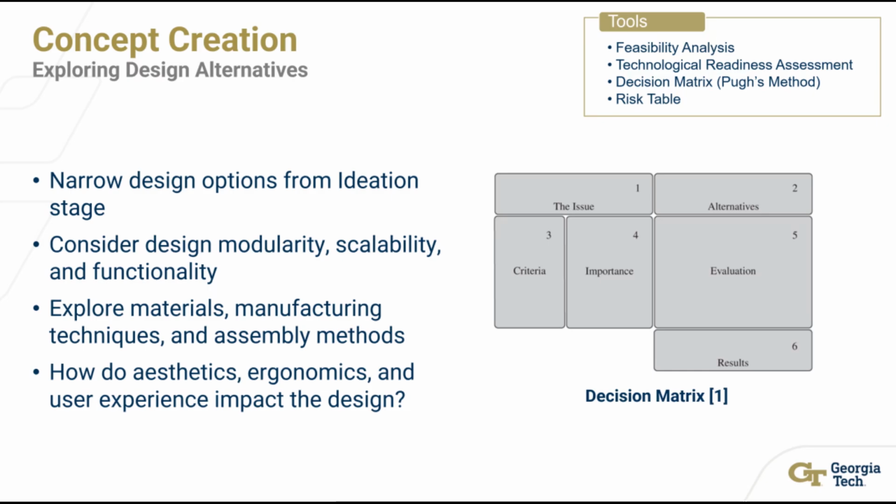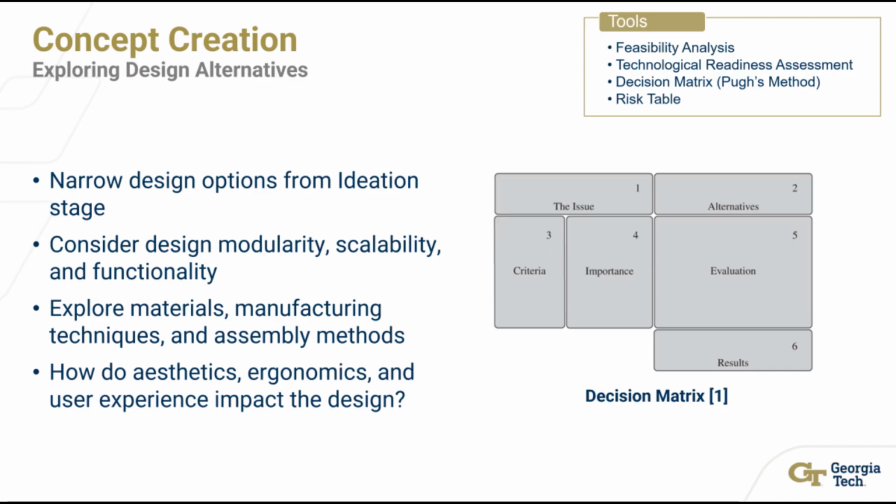Next, we want to explore the design alternatives. So here, it's important to narrow down options from the ideation stage discussed previously. We want to consider the design modularity, the scalability, its functionality, explore materials, manufacturing techniques, and assembly methods on a broad scale. Finally, you want to ask yourself, how do the aesthetics, ergonomics, and user experience impact the design?